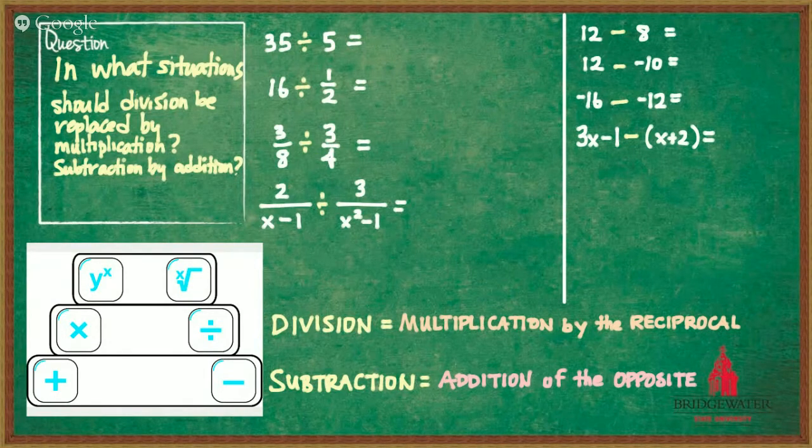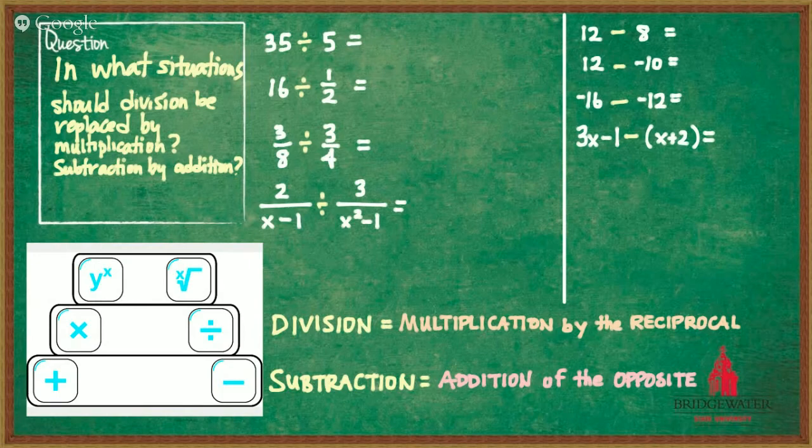So just as a reminder, how do you replace subtraction with addition, or division with multiplication? We can do these things because these are inverse operations to one another. Division is nothing more than multiplication by a reciprocal. In other words, flip the fraction upside down. Instead of dividing by it, you can then multiply by it. Likewise, subtraction is nothing more than addition of the opposite. So instead of subtracting a number, we can just add the opposite, the additive inverse of that number.